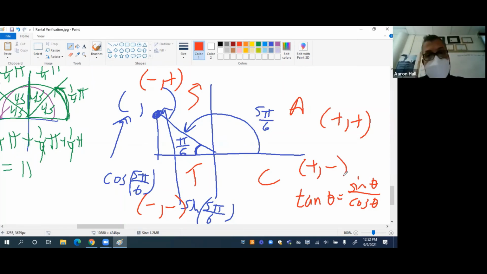I don't use this acronym. I just think in my head: is x positive, is y positive or negative? That's how I think of it. I don't think of all students take calculus, but you can certainly remember it that way if you would like. That's up to you. All right, I feel like I've covered all the important stuff.